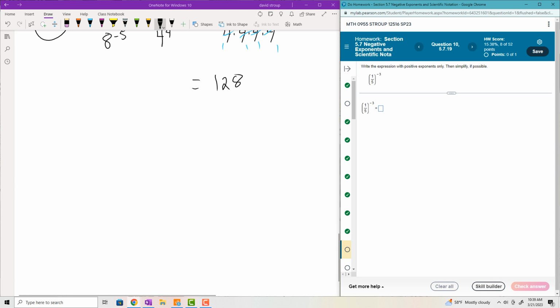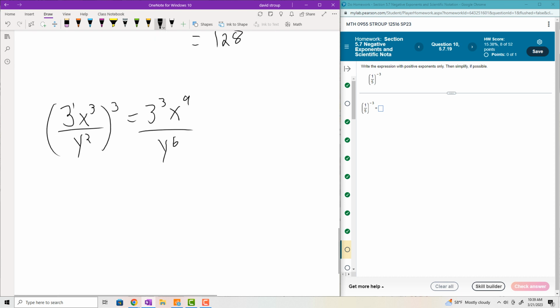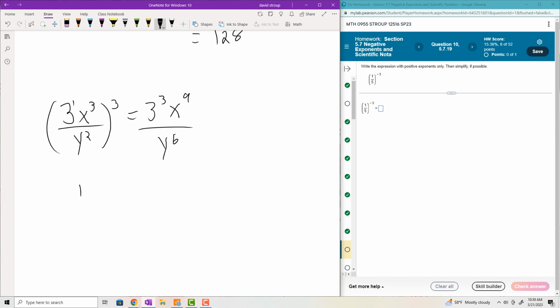Okay, next rule is kind of, you can think of it as, well, I mean, it's just a distribution kind of idea. Again, so the rule is kind of like if you had, let's say 3x cubed all over y squared raised to the third power. What would you do? You would multiply out the exponents. So it'd be 3 cubed x to the ninth all over y to the sixth. Same game here. Okay, nothing's really changed.